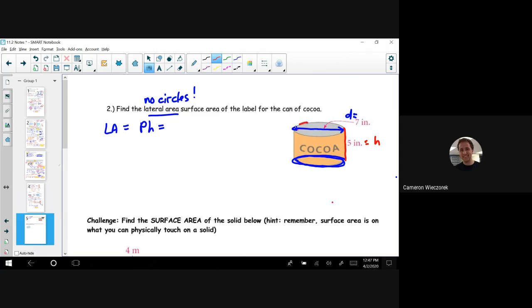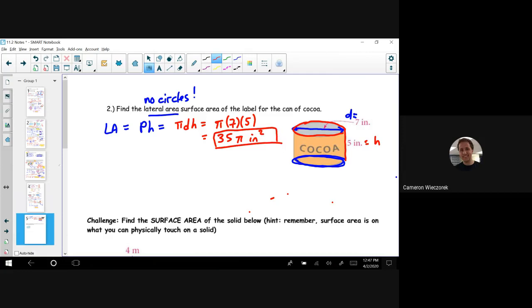Perimeter, circumference, they gave me a diameter in this one, so I'm going to use pi times diameter for my circumference formula instead of 2 pi r times h. I get pi times 7 times 5. So I get 35 pi inches squared.